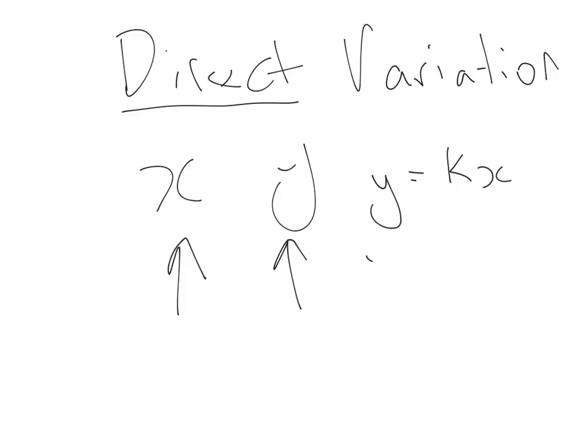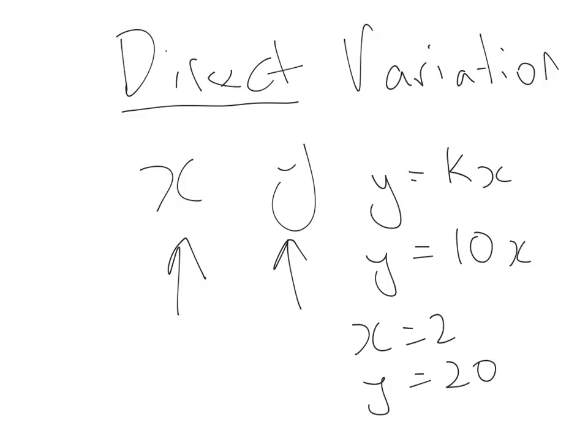So, if for instance the constant of proportionality was 10, then we would get y equals 10x, and if x was 2, then y would be 20, which is 10 times 2. And then if x was 3, y would be 30. So as x is going up, so is y.